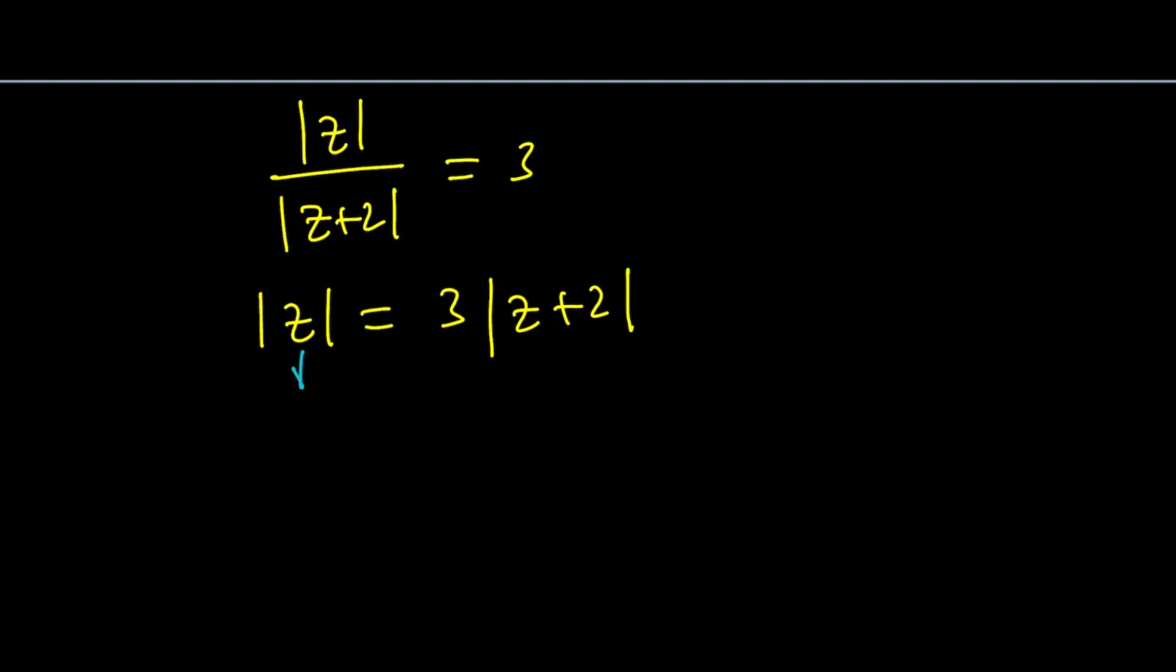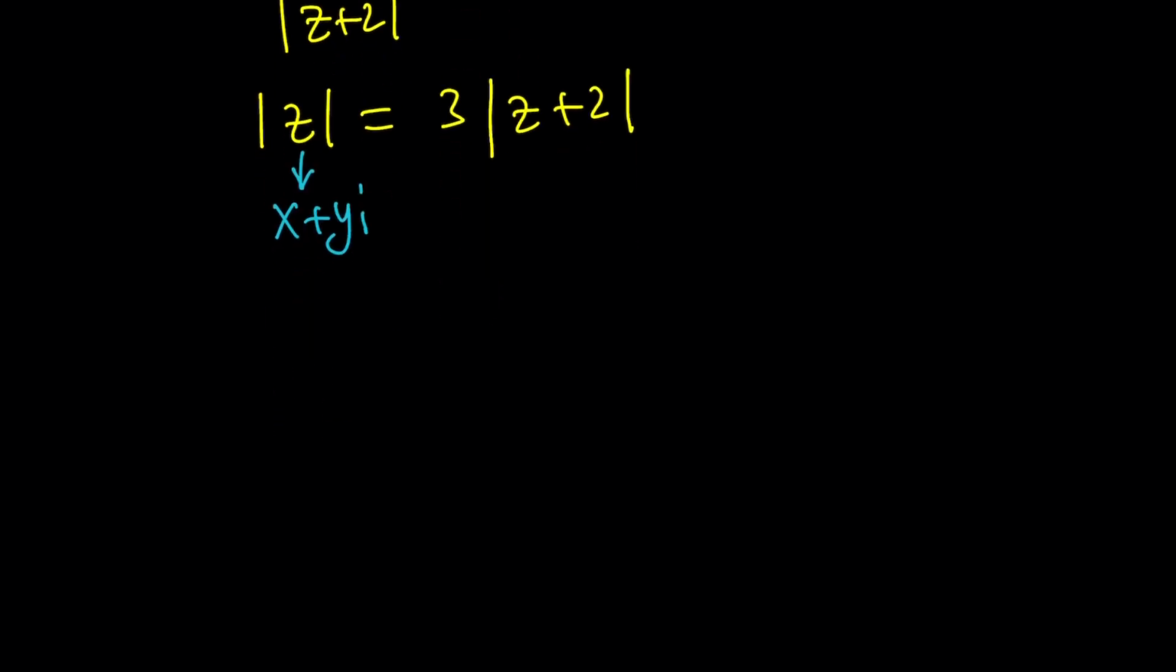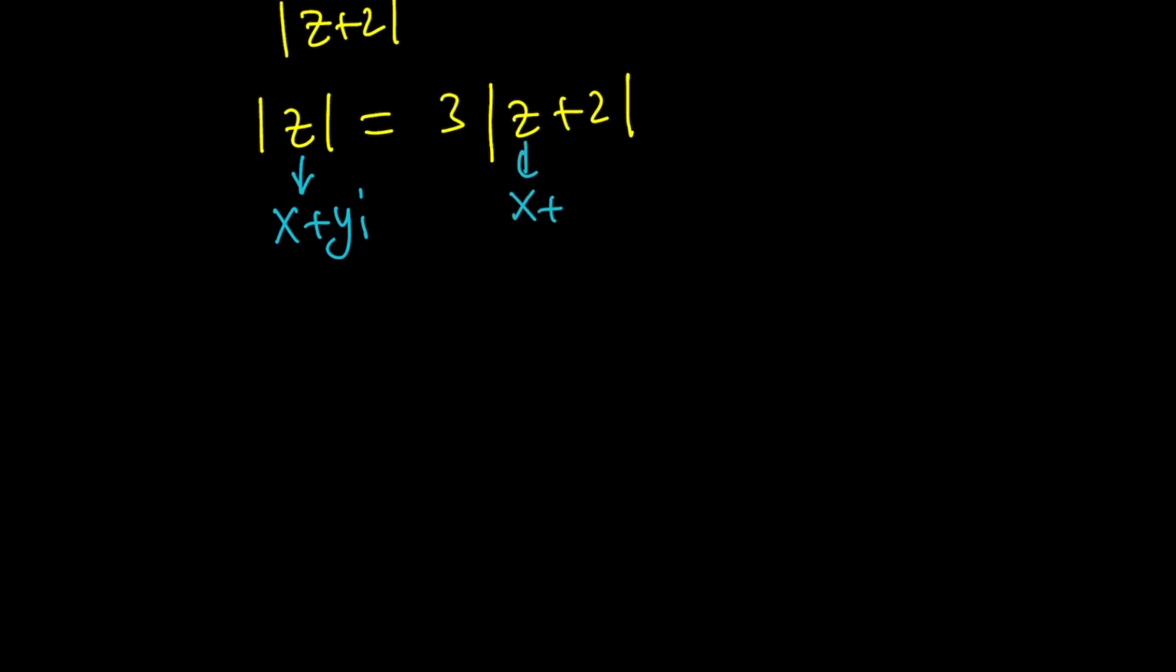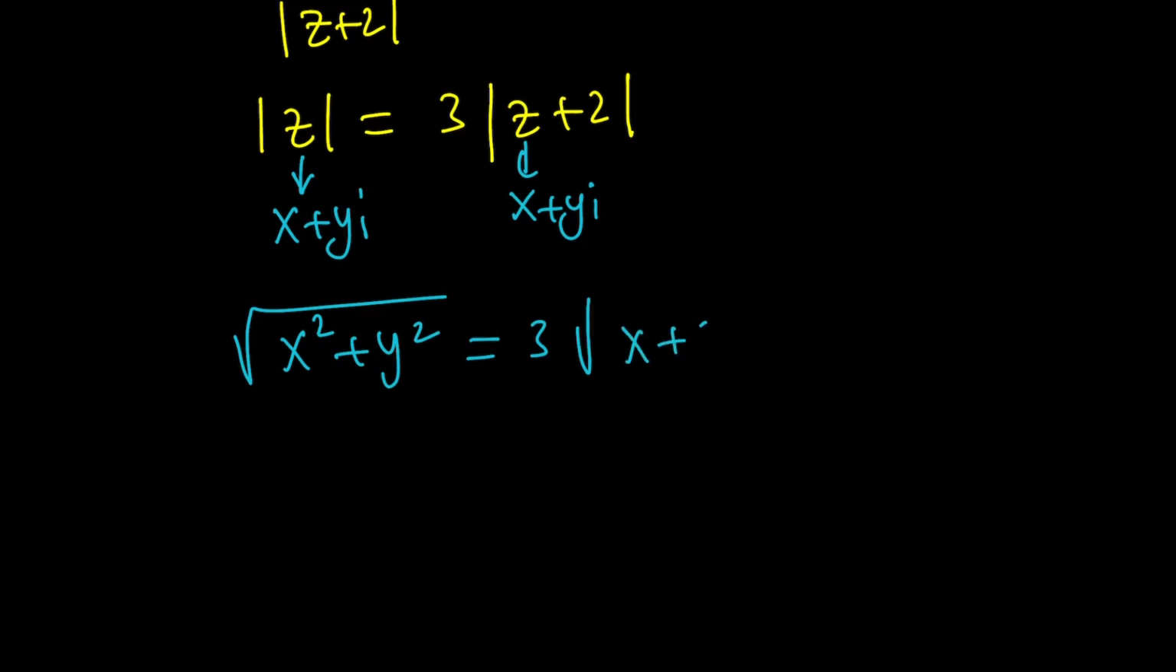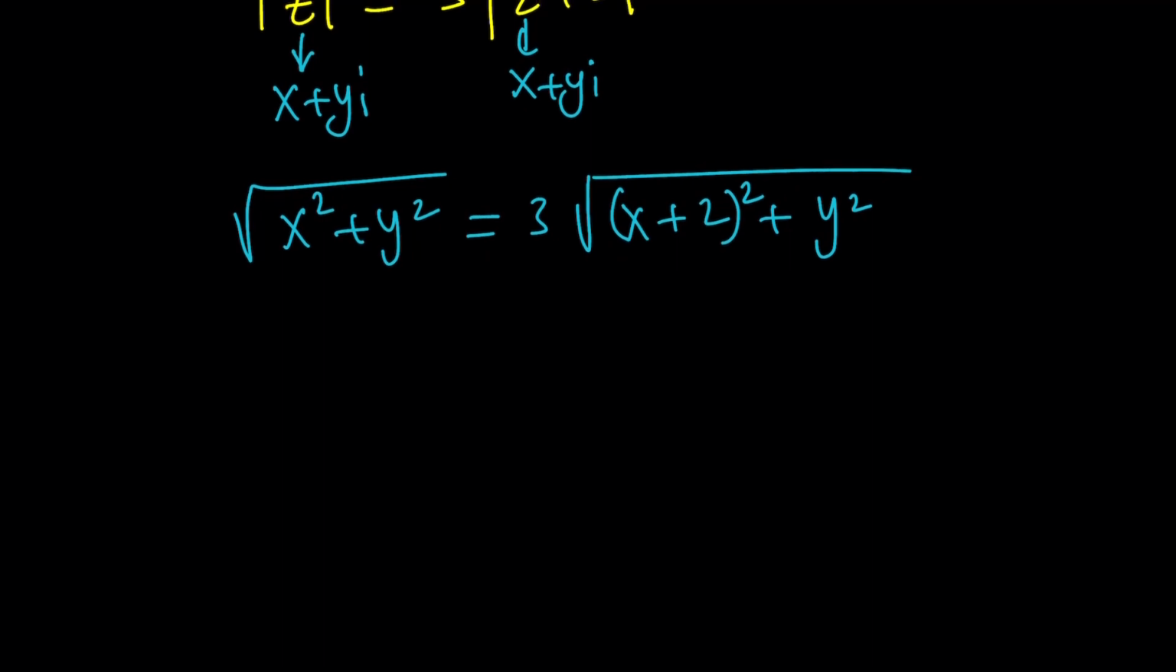So why not do something slightly different, and let's replace z with x plus yi, right? So if you do that, you're going to get x plus yi. So it's going to be x plus 2 plus yi. When you take the absolute value, this is going to be the square root of x squared plus y squared. And then this is going to be the square root of x plus 2, which is the real part, squared, plus y squared. Awesome. What would you do to get rid of the radicals? Square both sides, right? Let's do it.